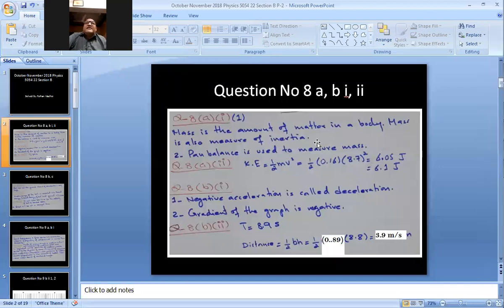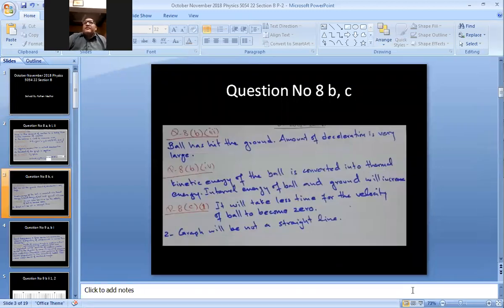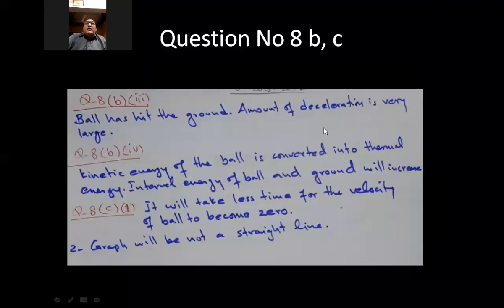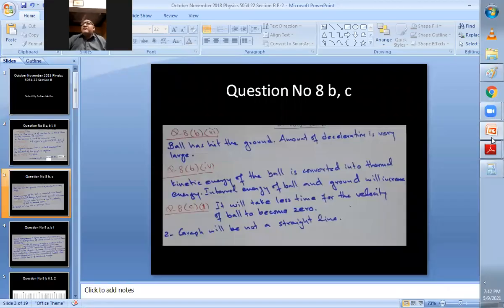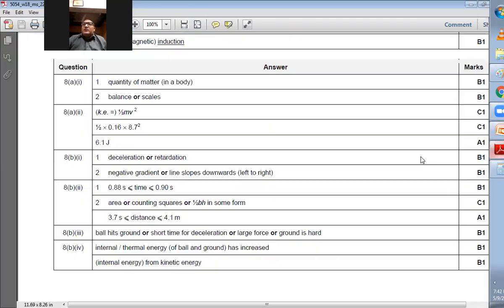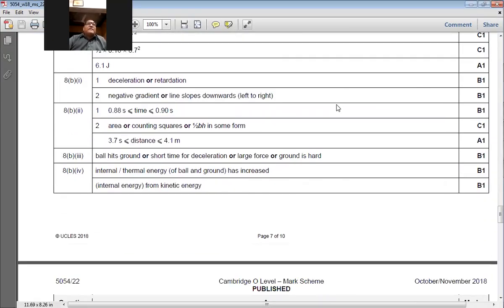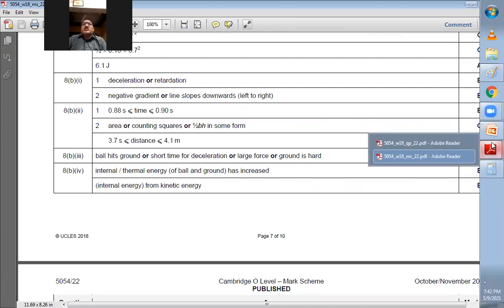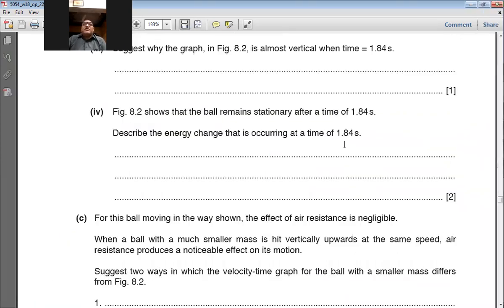Let me show you my answer. So here we go. A ball has hit the ground, the amount of deceleration is very large. That's why the graph is vertical. So let's check what the marking scheme has to say. I always tell you that it's very, very important when you are doing questions to check the mark scheme. Ball hits ground in a very short time, for deceleration, or large force if the ground is hard. So the ball hits the ground, and in a very short time, deceleration has been produced.